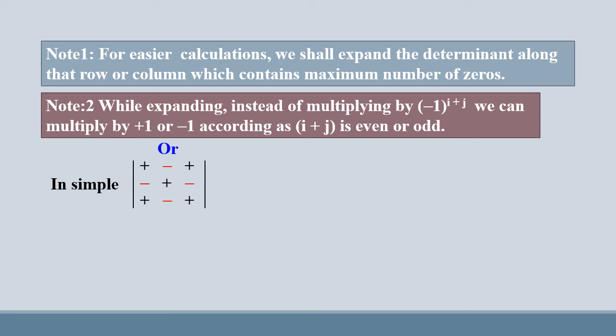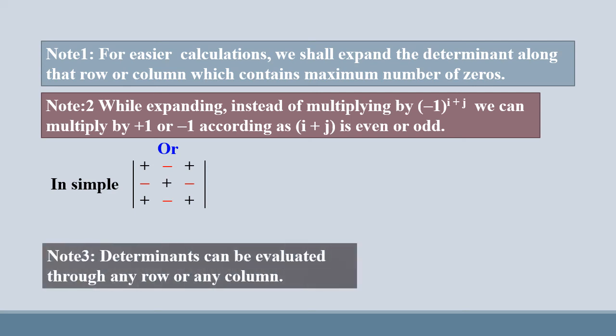If we consider the elements of the first row, the sign notation will be plus minus plus, for the second row it will be minus plus minus, and for the third row it will be plus minus plus. Similarly for the columns. So determinants can be evaluated through any row or any column. A 3 cross 3 determinant can be expanded in 6 possible ways. That is, you can make use of any row or any column.